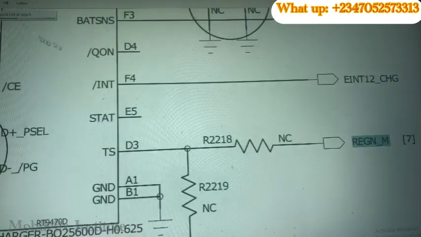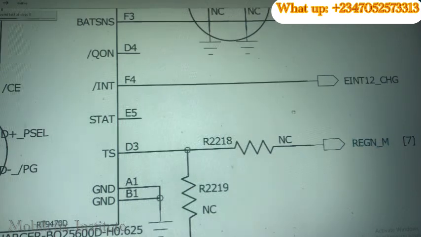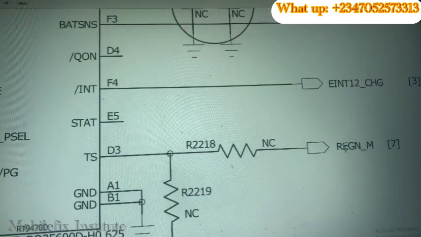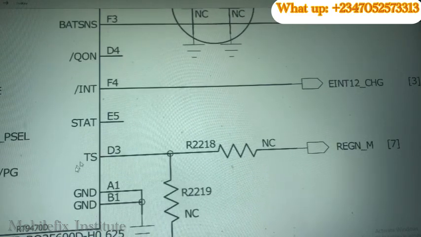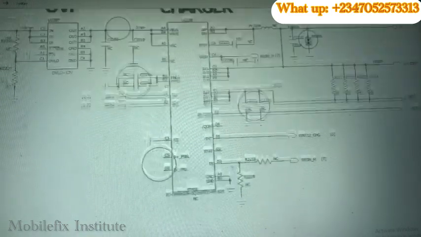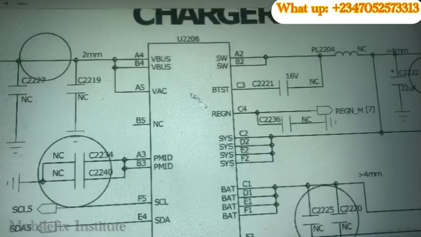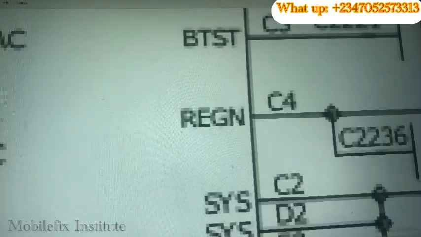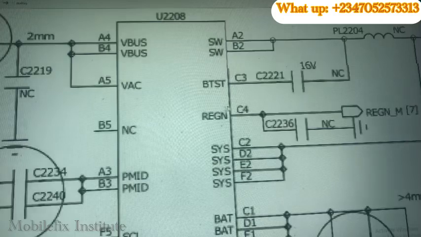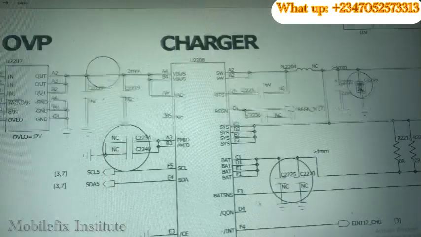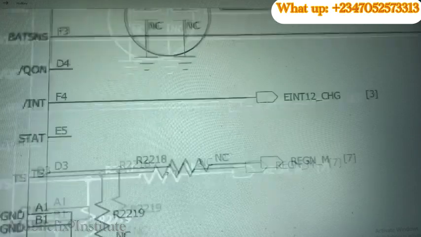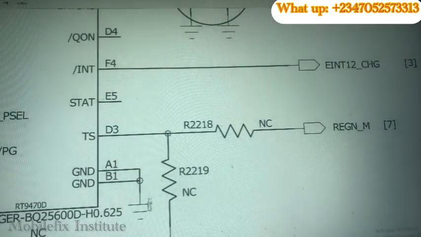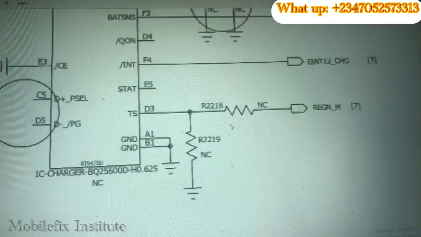So now this line comes out of that charging IC and also goes back to the same charging IC, but the line name changes to TS. It comes out of REGN and comes to this TS line. So this is the same charging IC, REGN. It comes out of here and then it also enters back to this same charging IC. See, this REGN.